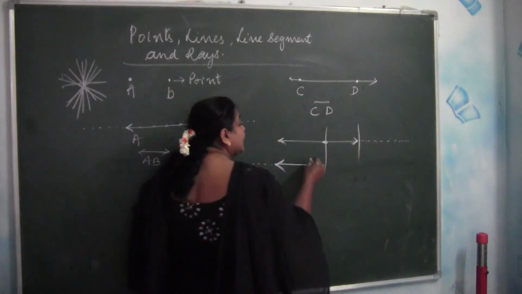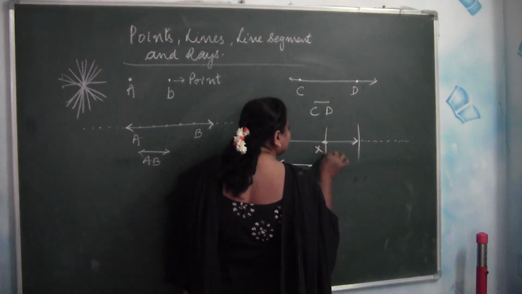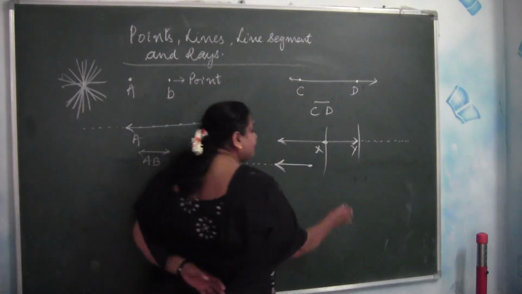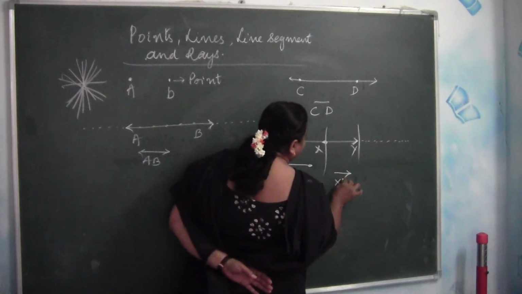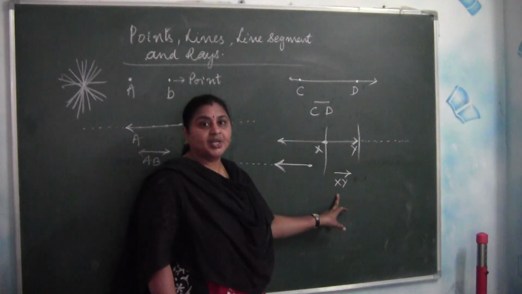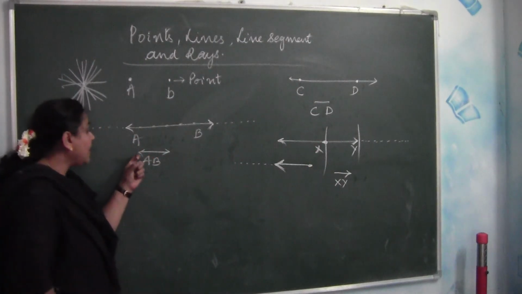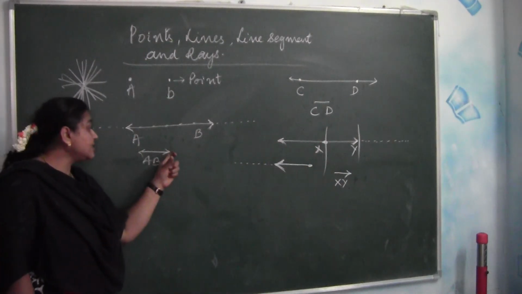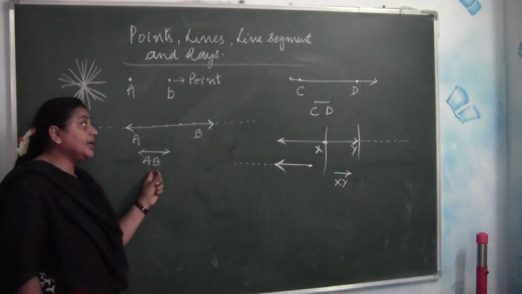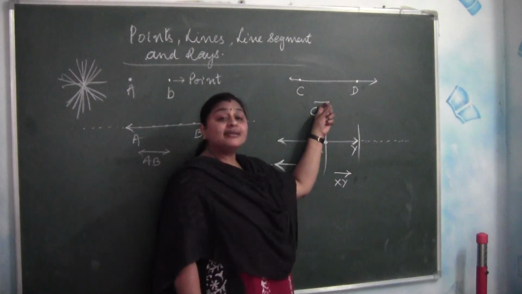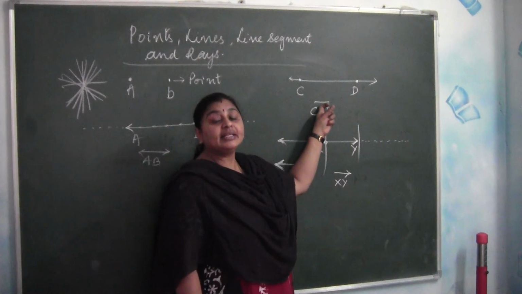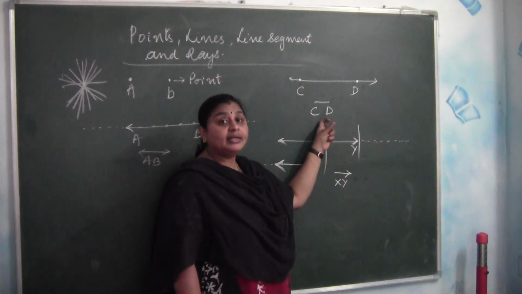And how do we represent this? For this also we are using alphabets to name it. And we represent this as ray XY. Got it? Ray XY. You can see the differences, children. Line AB: a line has two arrow marks and we read it as line AB. Coming here, it has no arrow marks. It has only the ending and the starting point. So I am reading this as line segment CD.